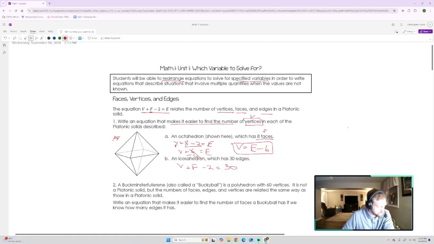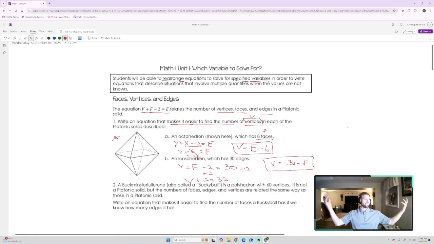Let's see here. Let's add 2 to both sides, maybe. We get v plus f equals 32. And to get v by itself, we got plus f. How about we subtract f from both sides? And we get v equals 32 minus f. So we got the v equation, given that we have 30 edges. Voila. That's essentially what we're doing today.